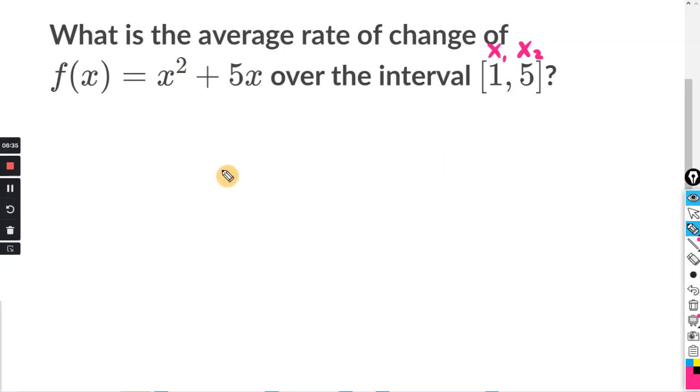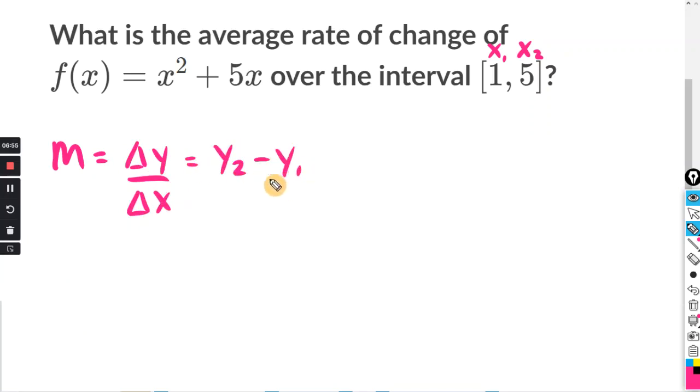All right, average rate of change, it's basically the same as the slope. So we're basically looking for the slope once again. That's going to be change in y over change in x. So that's y2 minus y1 over x2 minus x1. However, once again, we do not have the y values. We have to find them by plugging in each number.